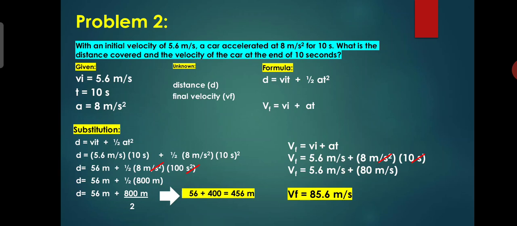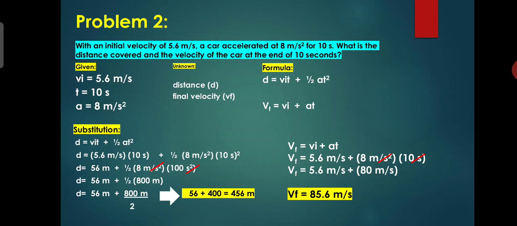Substitute now, we'll solve for the distance, Vit plus 1 half at squared. So the distance is initial velocity 5.6 meter per second times the time, which is 10 seconds. The answer is 56 meters. So na-cancel na natin doon yung second, no, na unit sa velocity at saka yung unit sa time. So 56 meters na lang yan. And then we have 1 half 8 meter per second squared times 10 seconds squared. So, ang gagawin natin, i-square muna natin yung time.